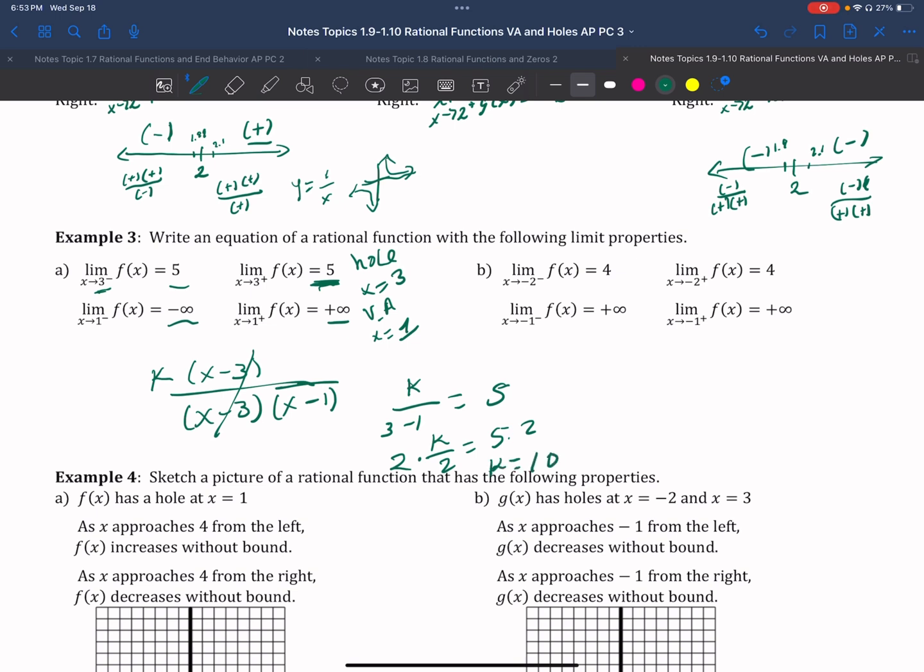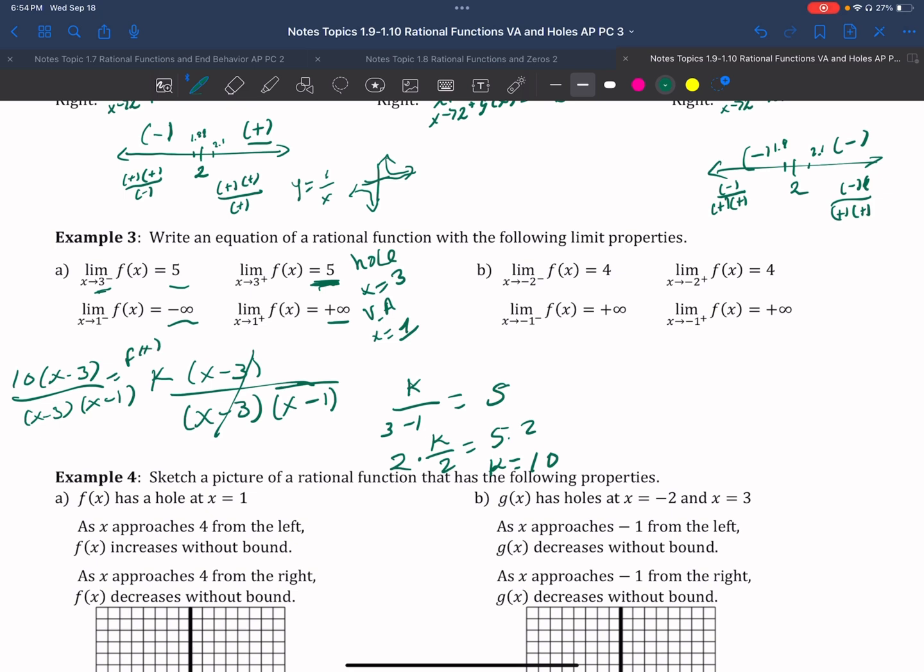After that, I'm just going to put it all together to find my final answer, which is going to be 10 times x minus 3 over x minus 3 times x minus 1. And then that should be my final answer for the function that I want. And then you can say it's equal to f of x or g of x or whatever you want to call it.